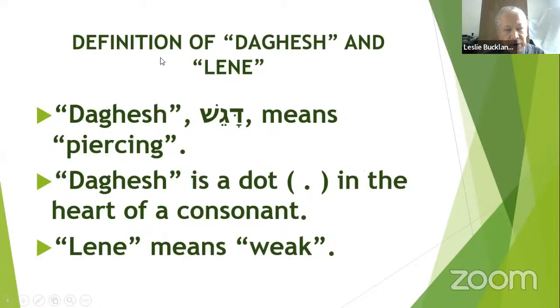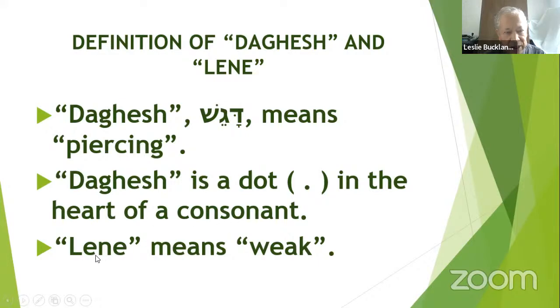We first look at the definition or meaning of Dagesh and Lene. Dagesh means piercing. Dagesh is a dot in the heart of a consonant, which looks as if there is a hole that has been produced by piercing or sticking something through it. Hence it is called piercing. So this piercing is represented by a dot. And this dot is put in the heart, that is in the center or in the middle of a consonant.